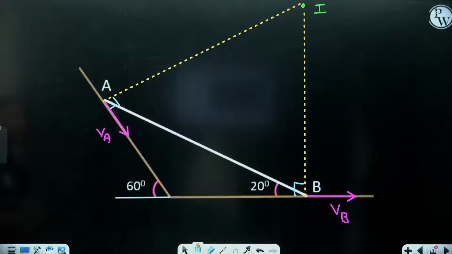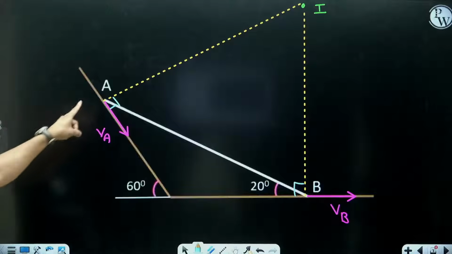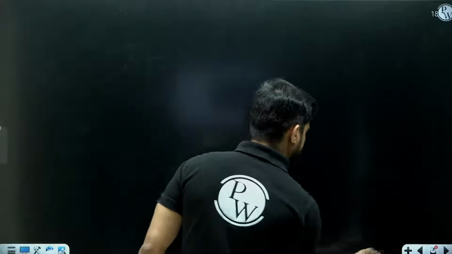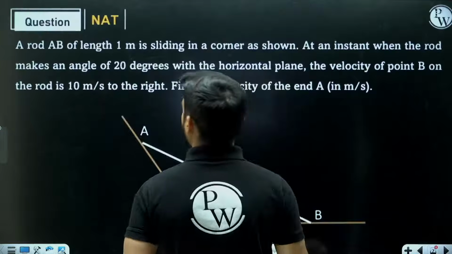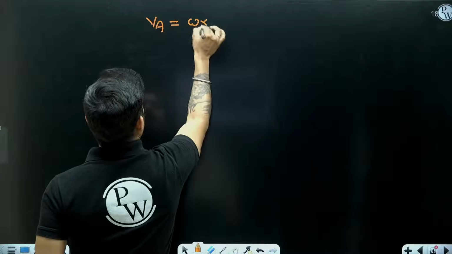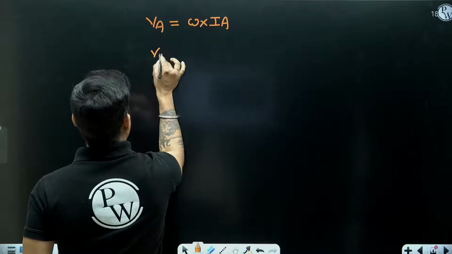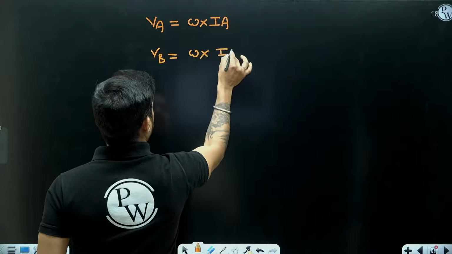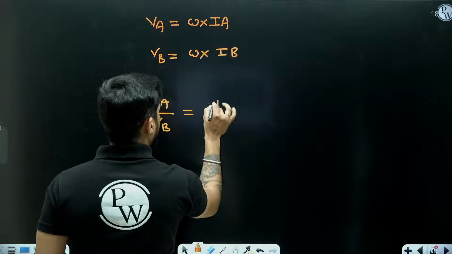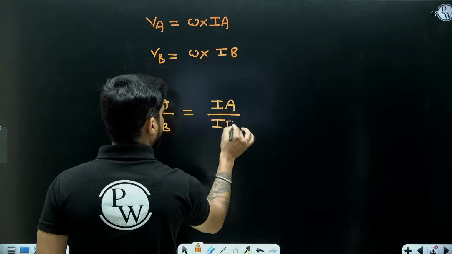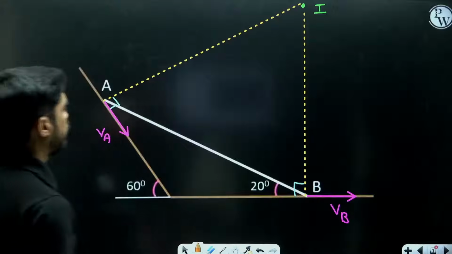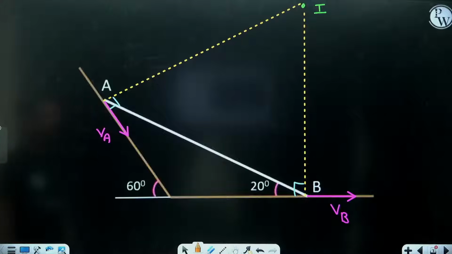Now once you got the I center, you can calculate the velocity of A if you know the velocity of B. How? You need to find the velocity of A, right? Yes. So VA is equal to omega into IA, right? And VB is equal to omega into IB. If I take the ratio, I will get VA by VB equal to IA by IB, right? So from here I can calculate the value of VA. Now we need to find IA by IB. So how can we find IA by IB?